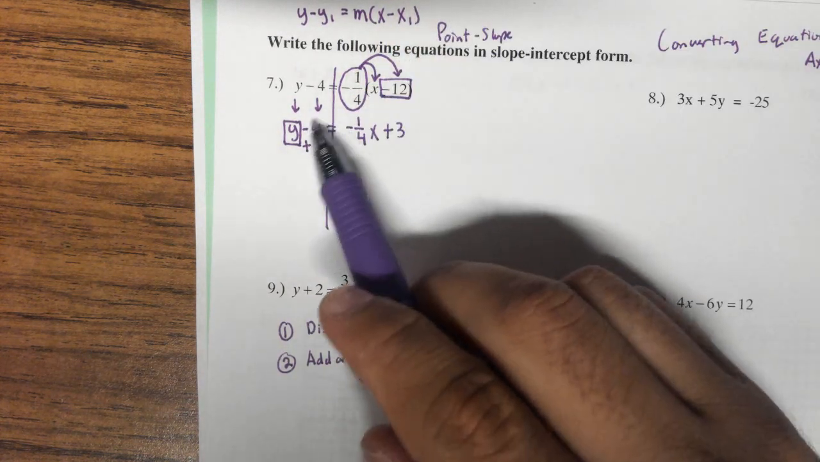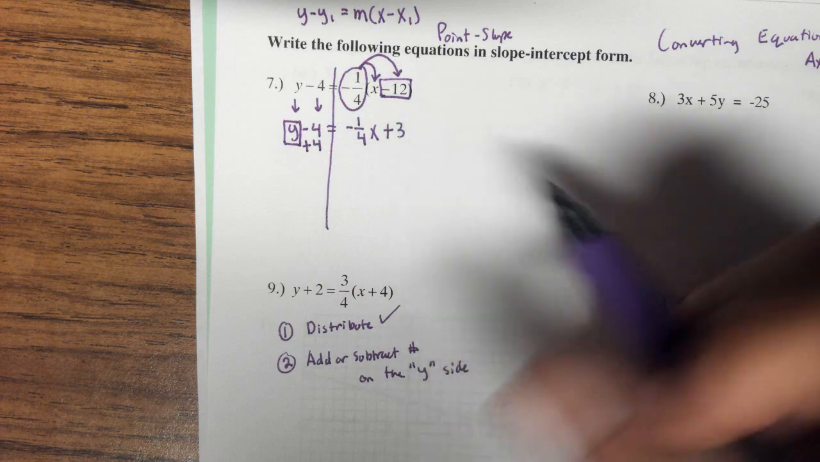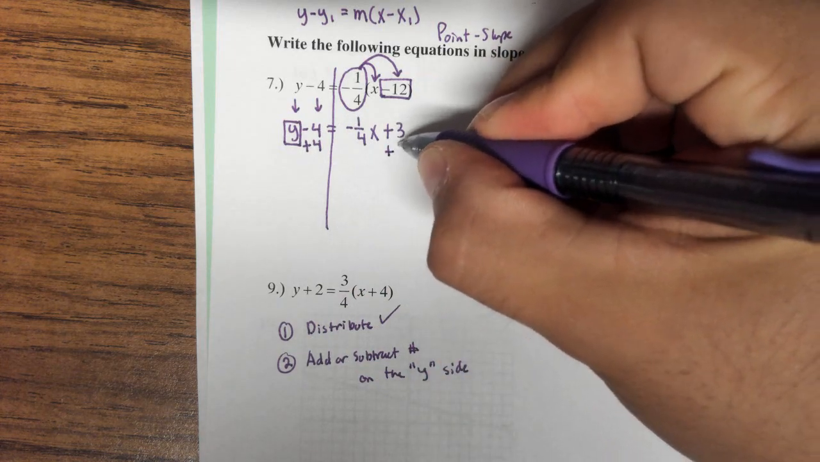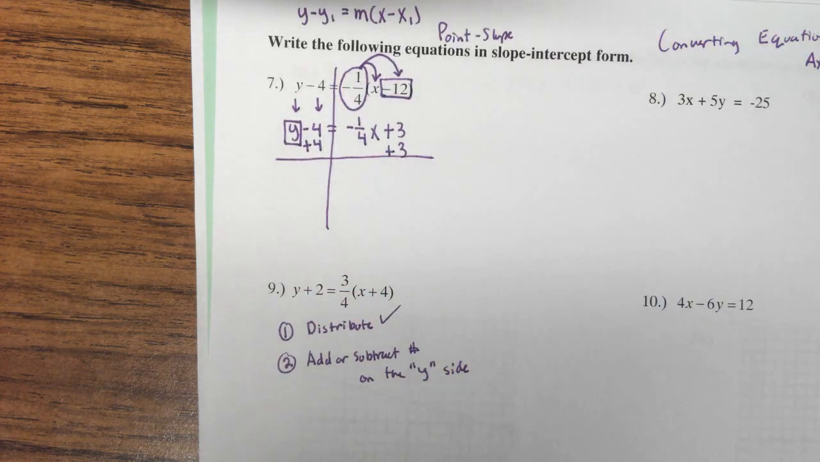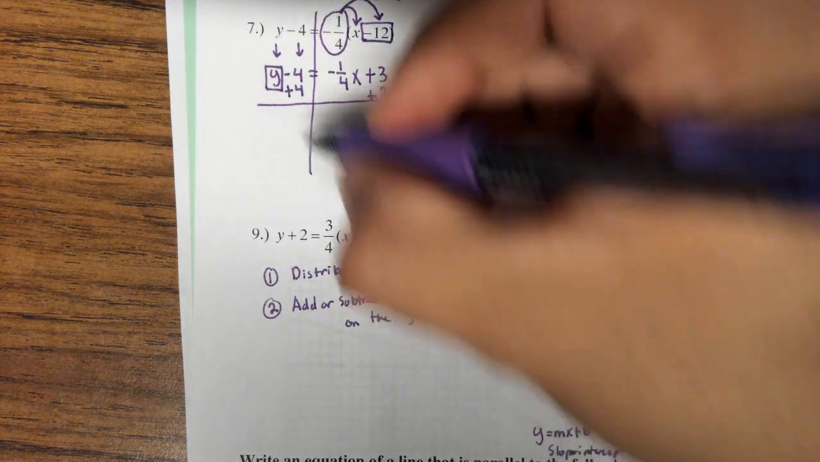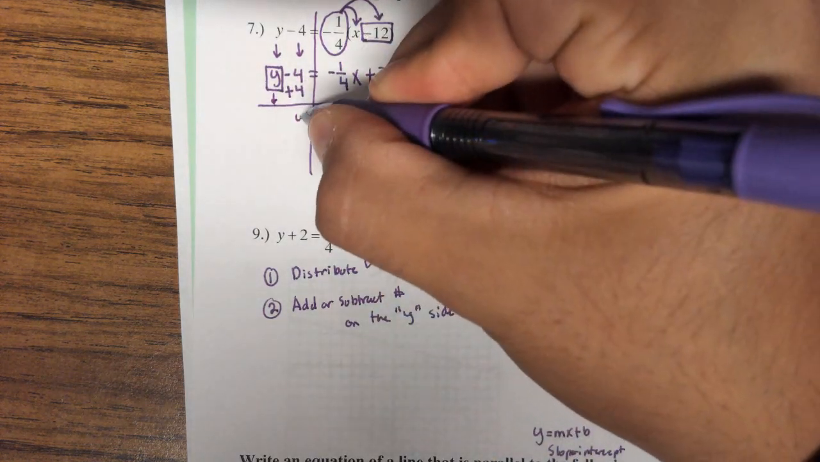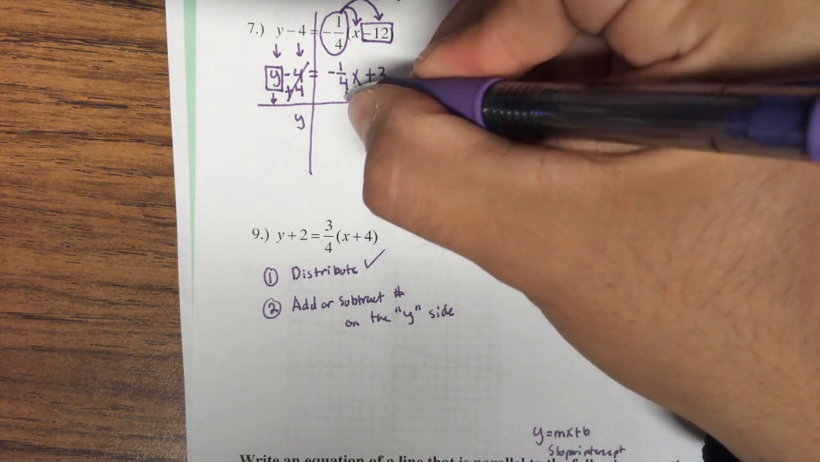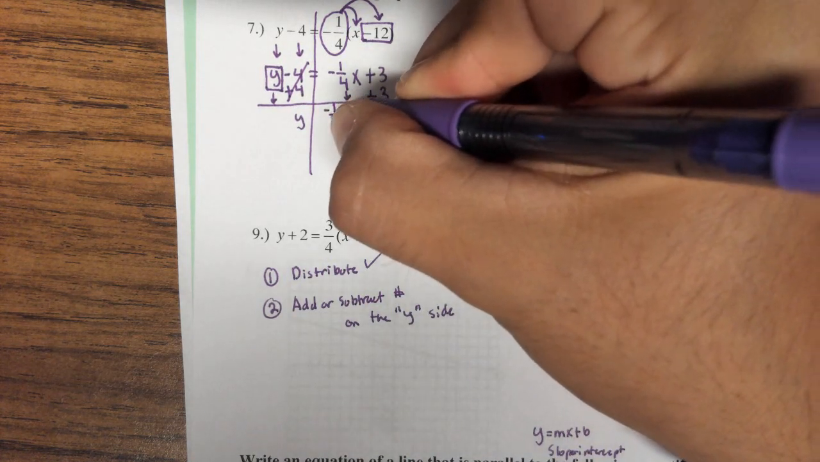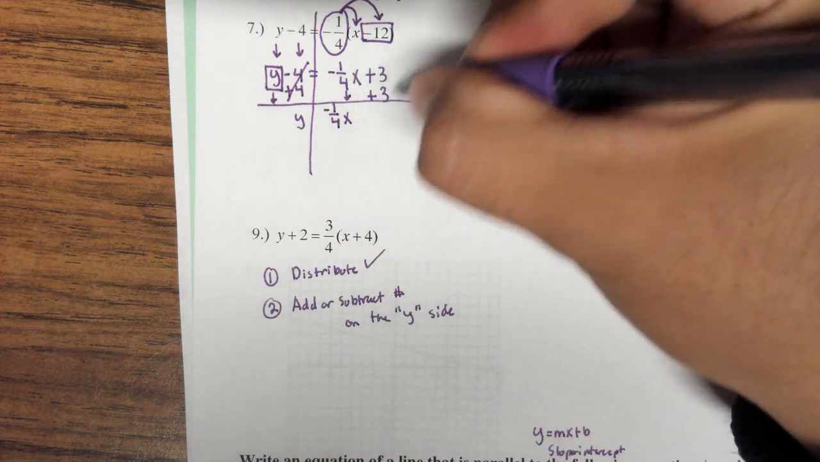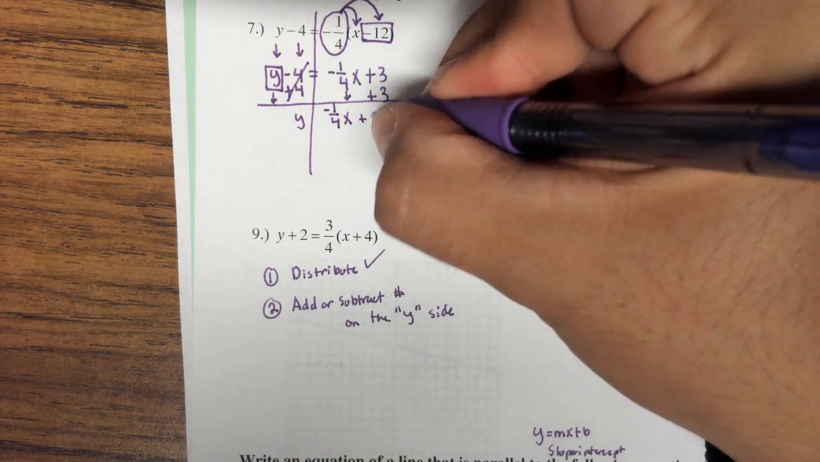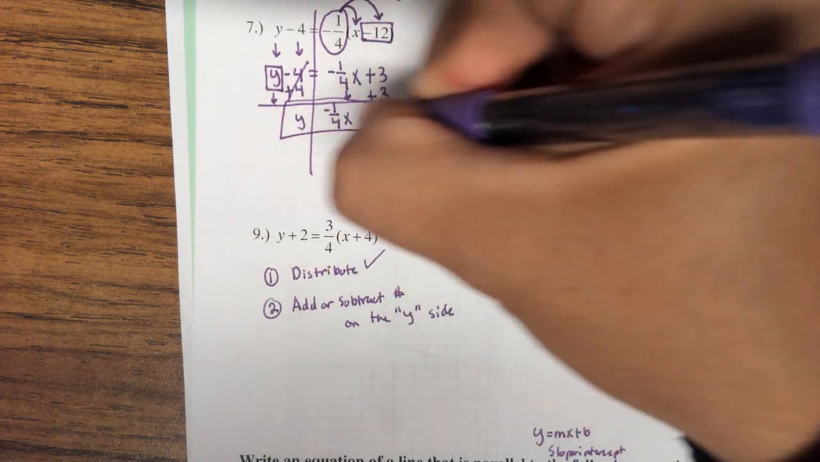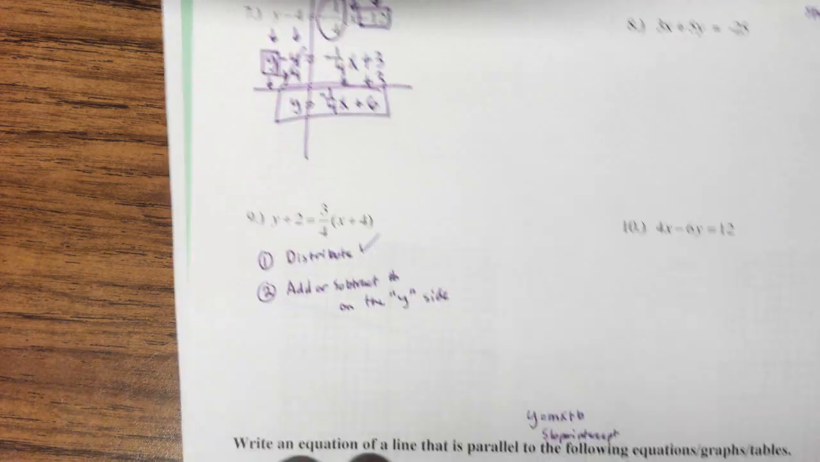I line it up, since this is just a regular number, with the one that's just a regular number over here, which in this case is the 3. The y comes down. The positive 4, negative 4 go away. The negative 1/4 x comes down. And then the 3 plus 3 is going to give me a total of 6. So then my equation, or my solution, is going to be y equals negative 1/4 x plus 6.